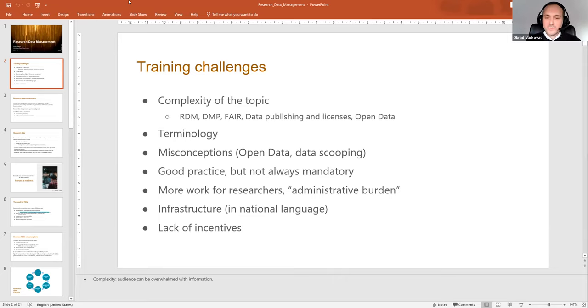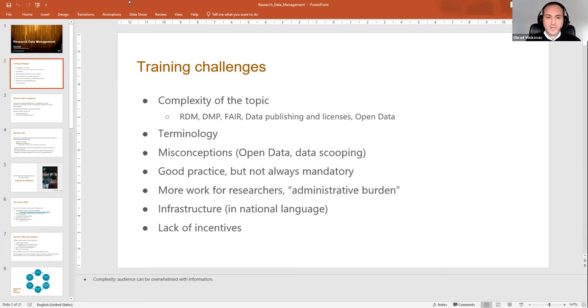Also, RDM is an example of good research practice, but unfortunately it is not always mandatory in lots of national and institutional environments. That is quite a big challenge. Because when something is not mandatory, researchers can perceive it as another thing they need to do, and they usually say it is an administrative burden for them, especially when it comes to DMPs.